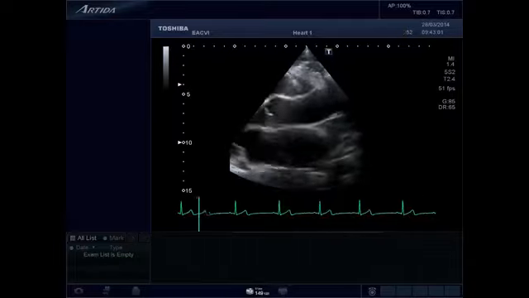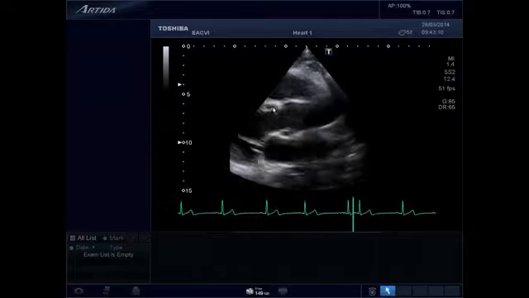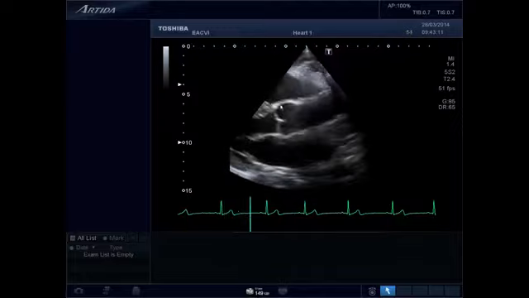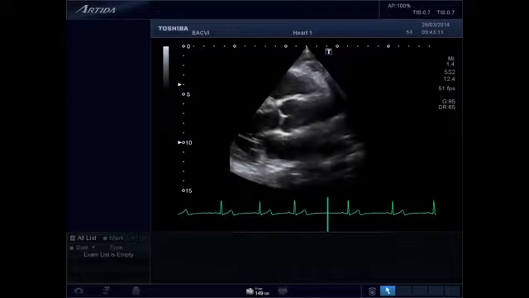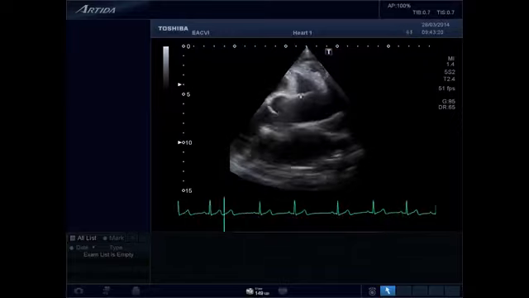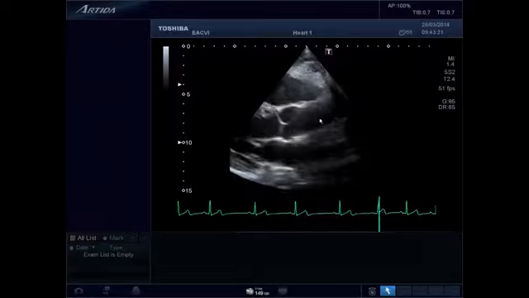So we can see in this view the aortic cusps, with the right cusp and the posterior cusp, and then I have all the beginning of the aorta with the sinus of Valsalva, the sinotubular junction, and the proximal aorta.